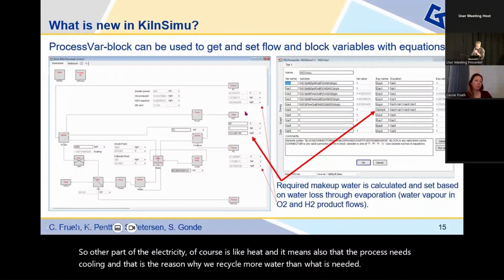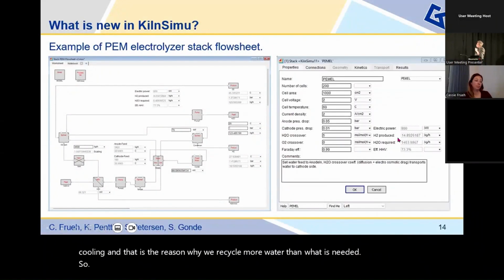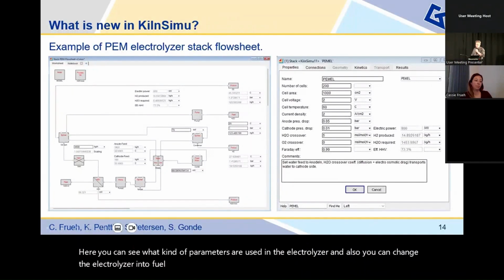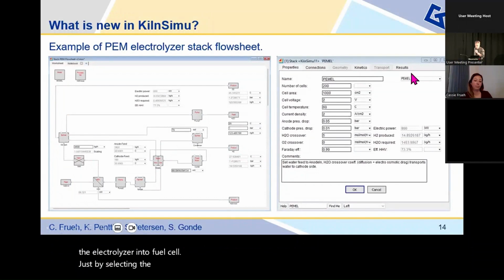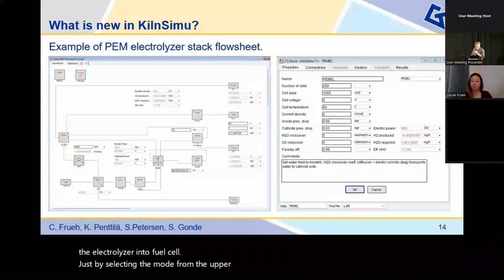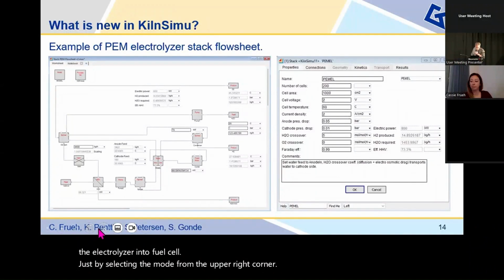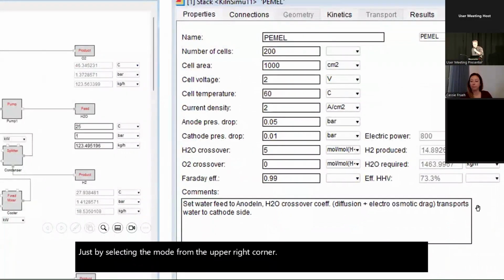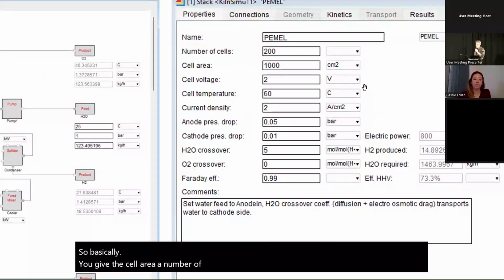So here you can see what kind of parameters are used in the electrolyzer, and also you can change the electrolyzer into fuel cell but just by selecting the mode from the upper right corner. So basically, you give the cell area, a number of cells, cell voltage, and the temperature and the current density.